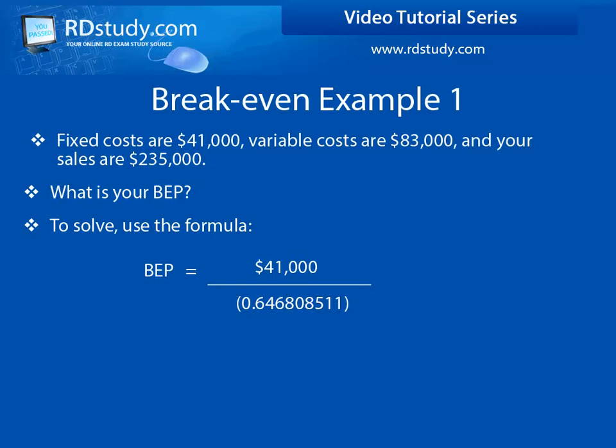Now that we have the denominator, divide 41,000 by 0.646808511 to get $63,388.16, which is rounded up slightly. That is your BEP. Notice that the BEP value here is less than the total overall variable costs alone, not even considering the fixed costs.